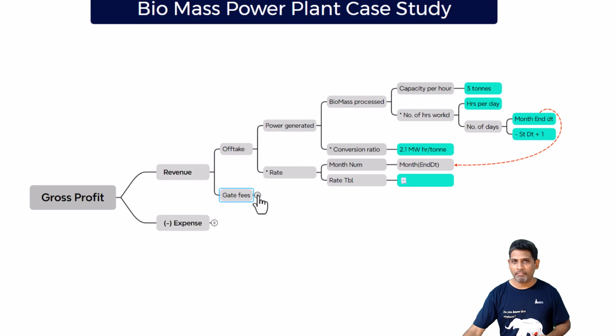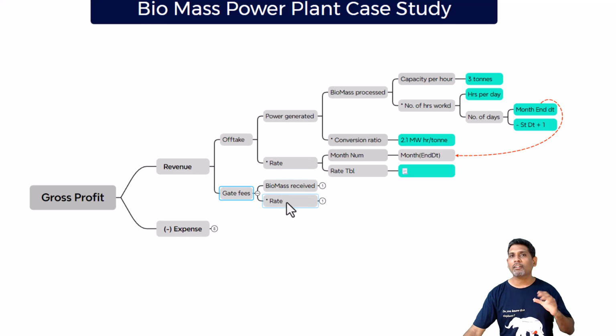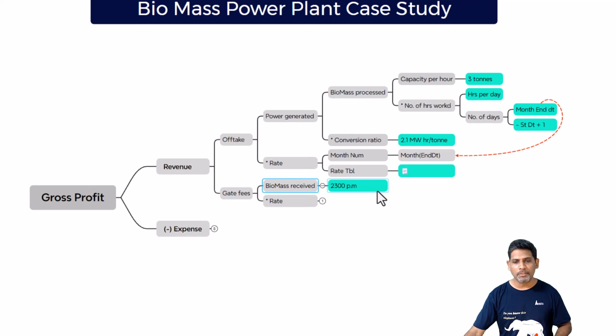Now coming to gate fees. Gate fees is going to be collected from the farmers when they come to dispose of their biomass waste. So it's going to be charged on a per unit basis, and we've been told every month the farmers will be disposing of around 2,300 tons of waste. The rate is fixed at 17.3 per ton.